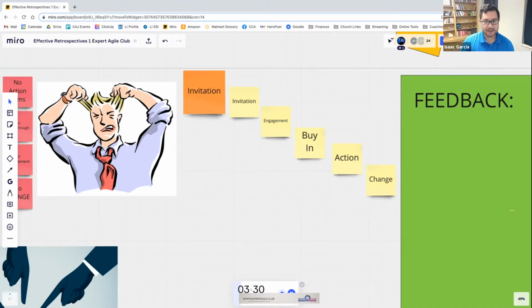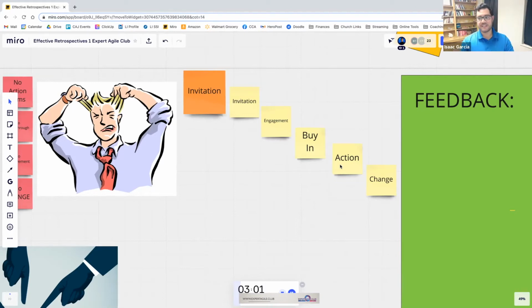That leads to buy-in. If we were having a retro and you came up with an idea I disagreed with and we said, we'll try it. I don't care. Why am I involved? But if I'm there and I'm a part of the conversation and I'm engaged and I helped you co-create that idea, I have some personal interest in it coming to fruition, some personal interest in seeing it succeed. Buy-in leads to action, and action should lead to change over time.